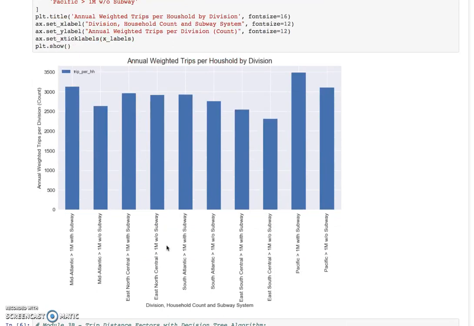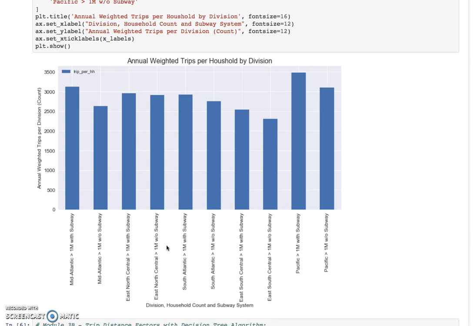What this is telling you on the chart is that on the lower x-axis there is the census division within regions of the country, and then the annual weighted trips. So how many trips are people driving every year? Here we're putting it with and without subways or mass transit. So we want to compare within not only a census division, but with and without access to the subway system, what would the difference be?